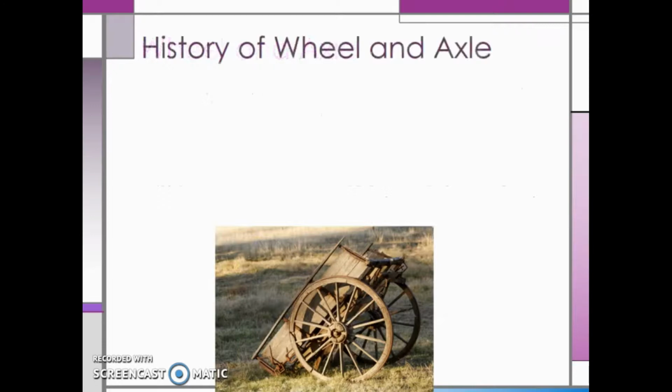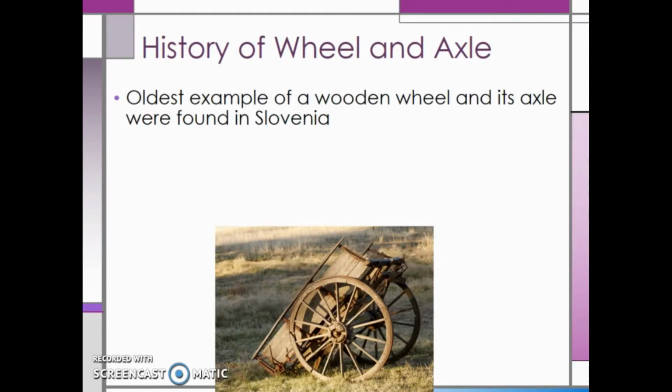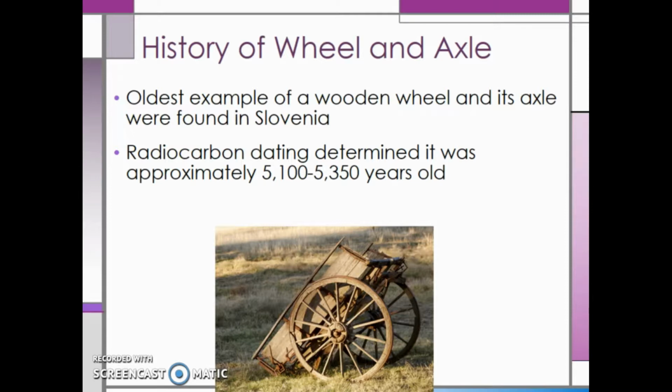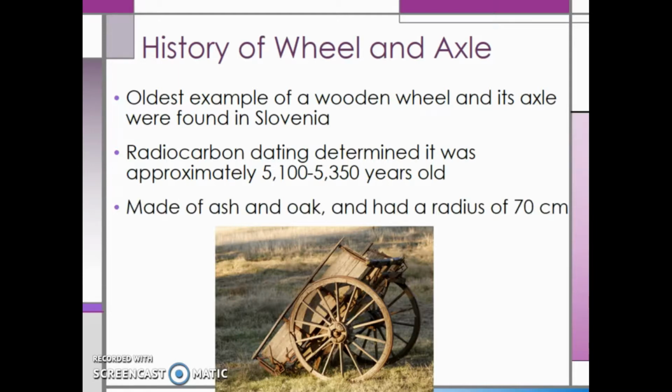Let's look at a bit of history related to the wheel and axle since they have been around a long time. The oldest example of a wooden wheel and its axle were found in Slovenia. Radiocarbon dating determined that it was approximately 5,100 to 5,350 years old. It was made of ash and oak and had a radius of 70 centimeters. As you can see, the wheel and axle have been around for a very long time.